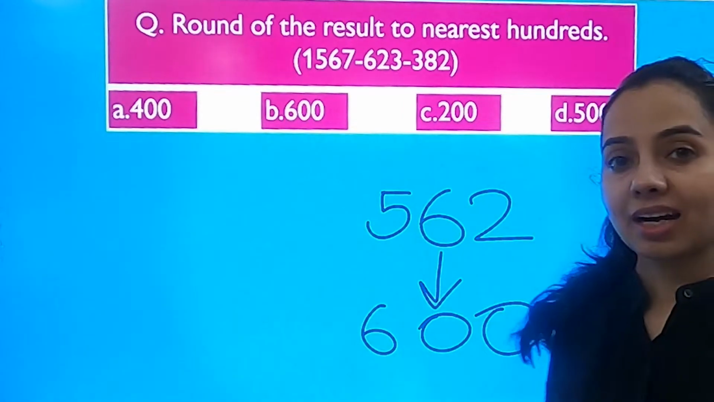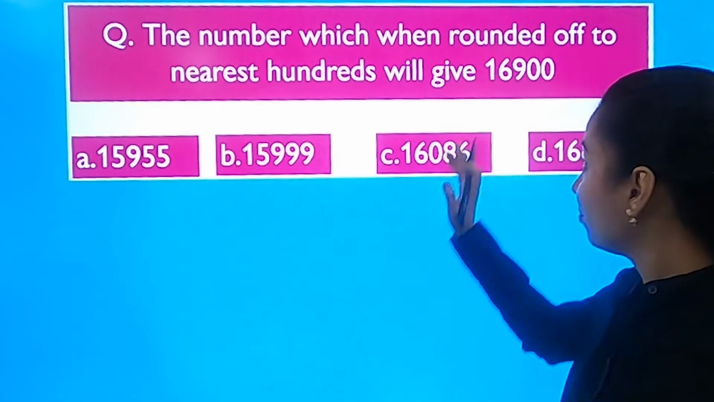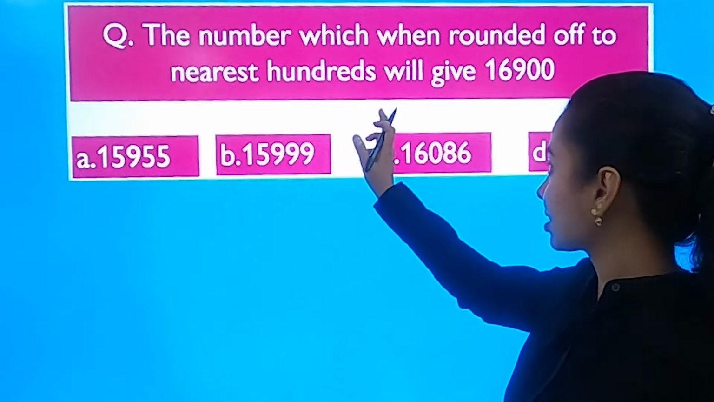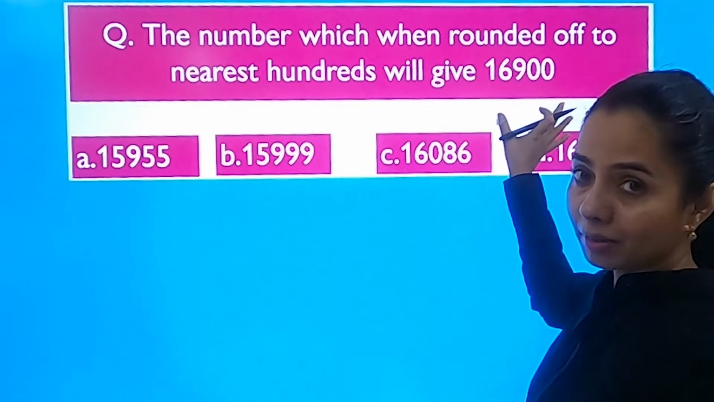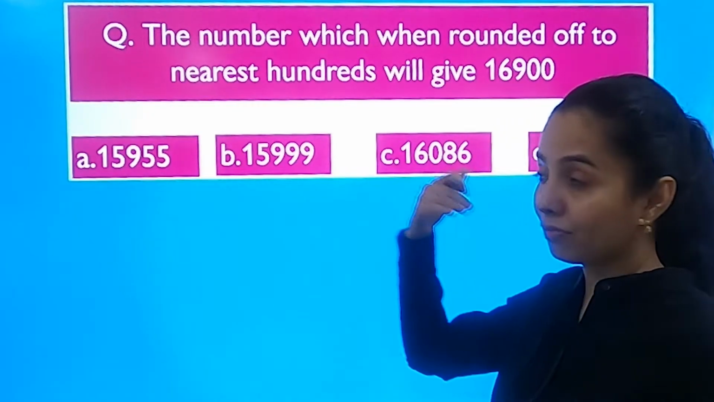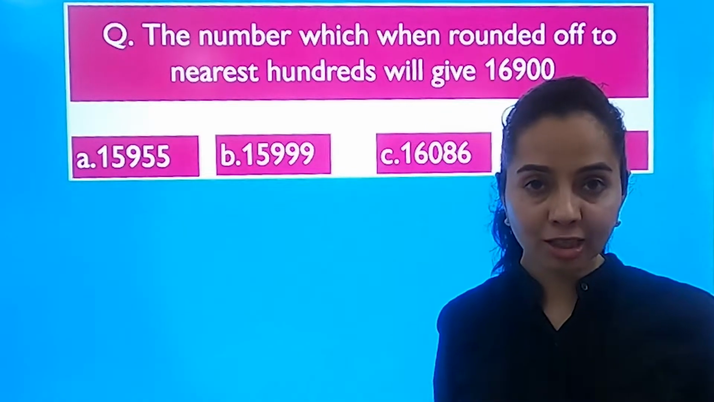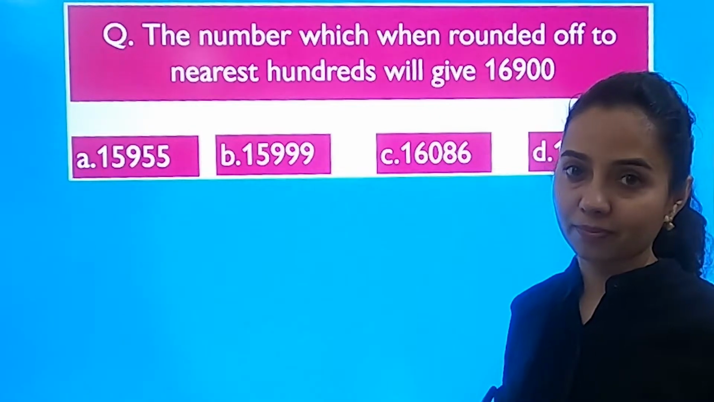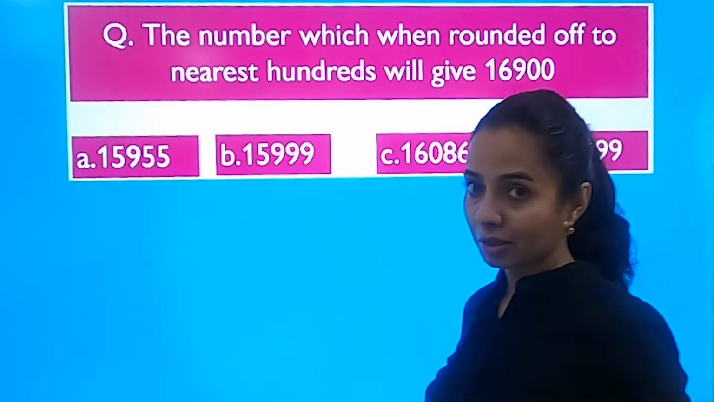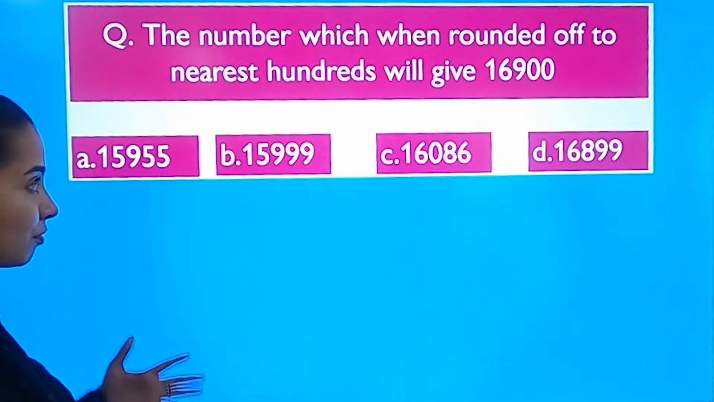Now we'll take another question. Sometimes the question is framed something like this. The number which when rounded off to nearest hundreds will give 16,900. They have given us the number which we got after rounding off, and we have to find out amongst all these options what could be the original number, that is, which number will give us 16,900. So in that case, we will solve all these options one by one. We already know how to round off, so let's try.